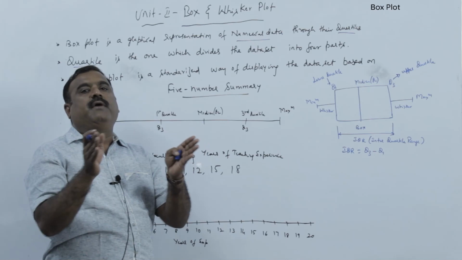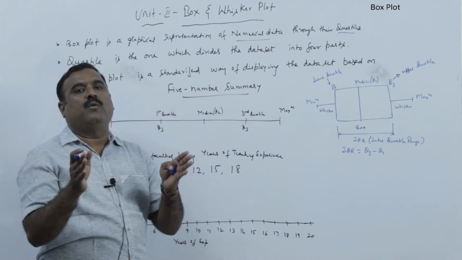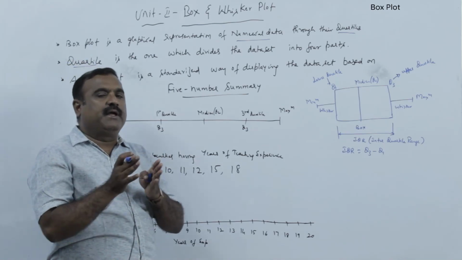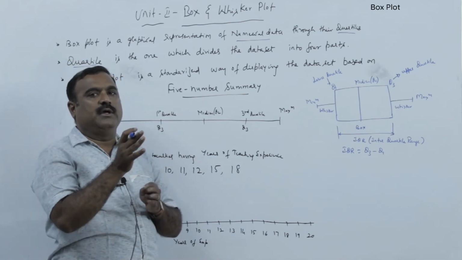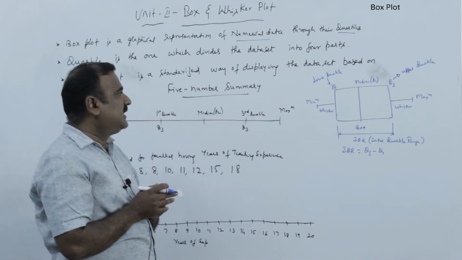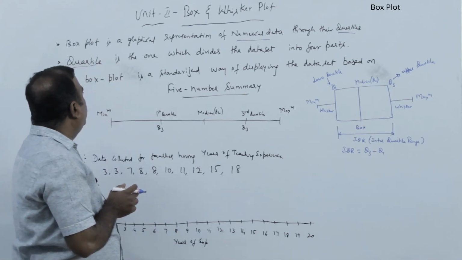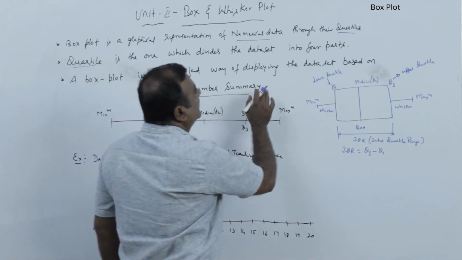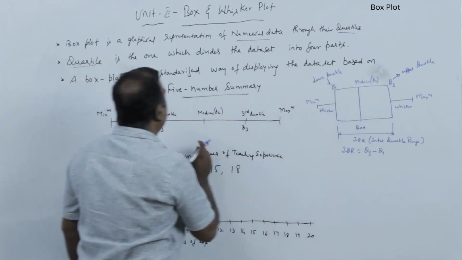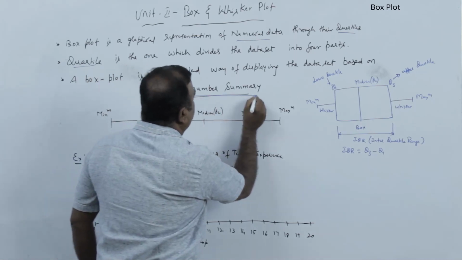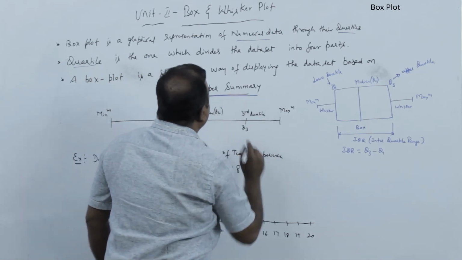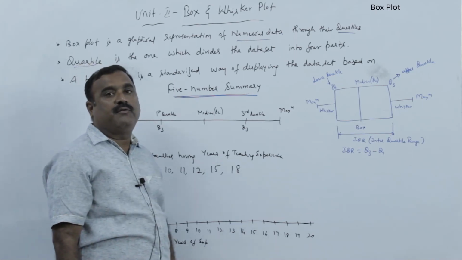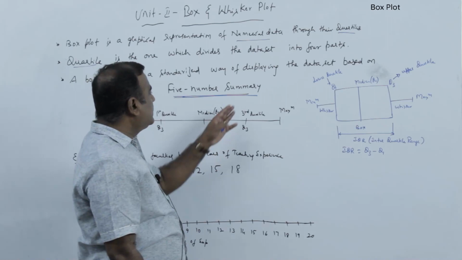So it divides the information into 4 quartiles, or 4 sets of data, so that we get a clear picture and interpretation of how to interpret the data. With an example, you will understand that very clearly. And a box plot is a standardized way of displaying data based on a five number summary. This is very, very important. It is a standardized way of displaying the data set based on a five number summary.